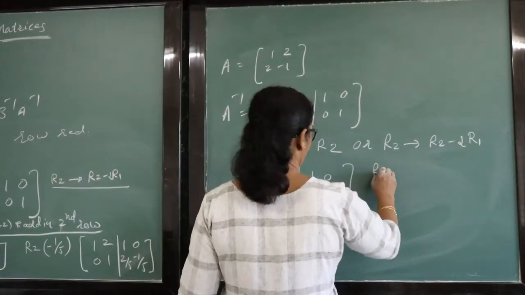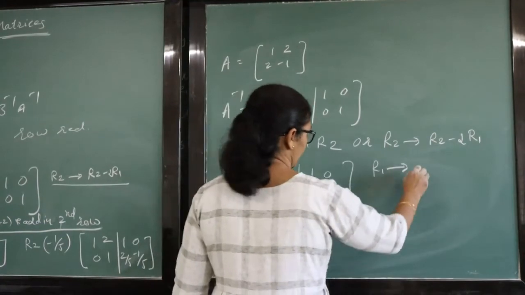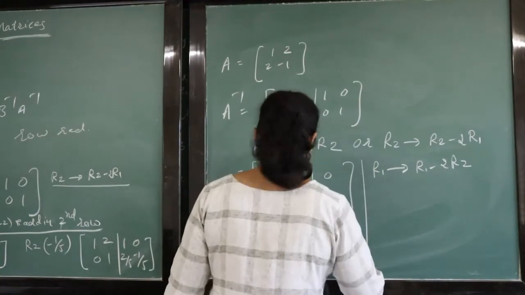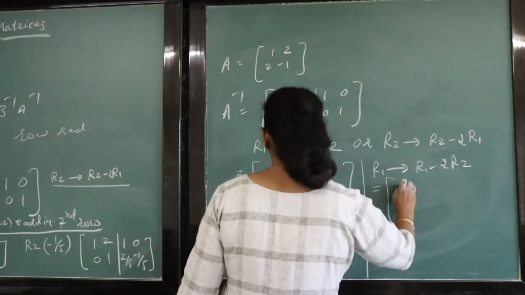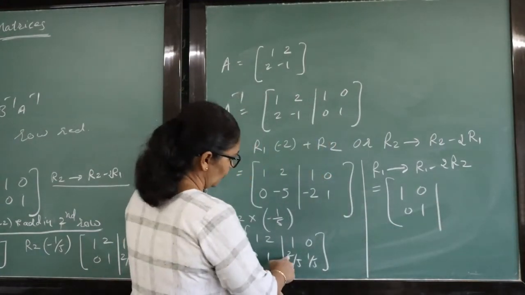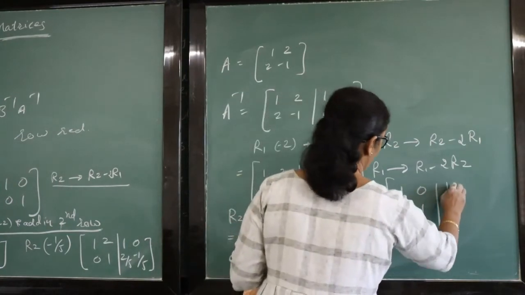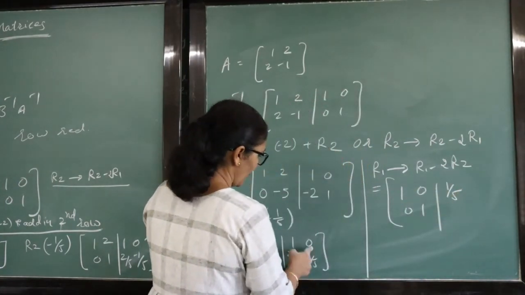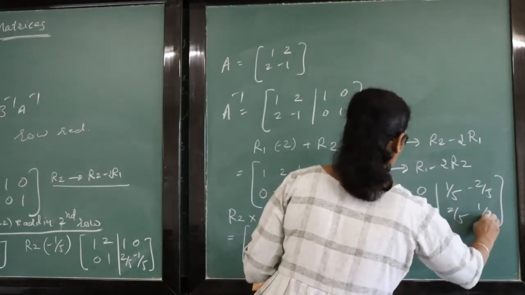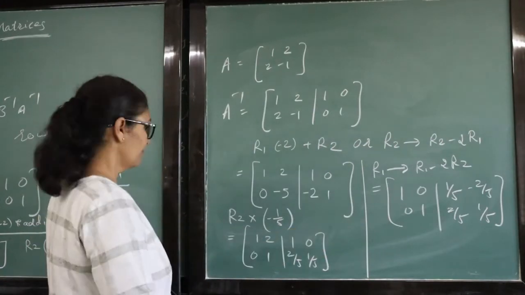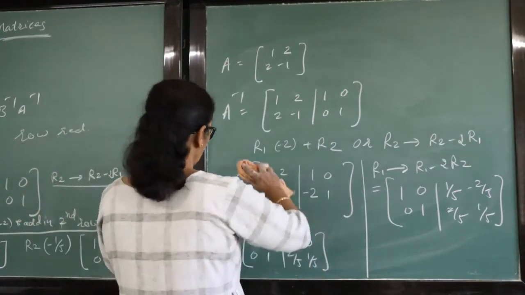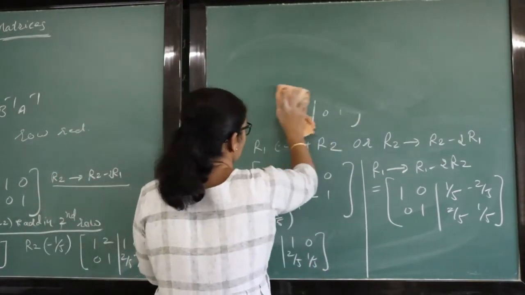Now we don't want this 2. So we will make a change in R1: R1 minus 2 R2. So how can we write it? 1, 0, 0, 1. Now make a change here: minus 4 by 5. 1 minus 4 by 5 is 1 by 5. Minus 2 by 5 added here, so minus 2 by 5, and this will be as it is, 2 by 5 and 1 by 5. So what you get? That will be your inverse. So, method clear? Now we continue with another sum for the same method.